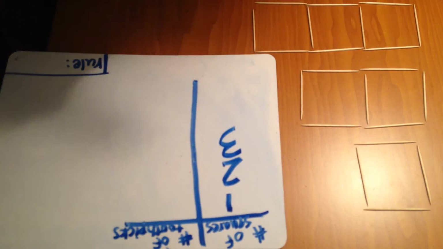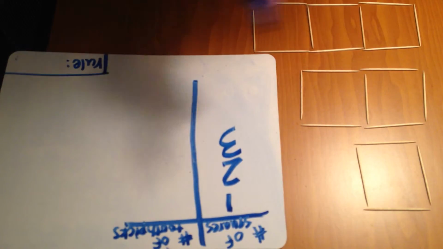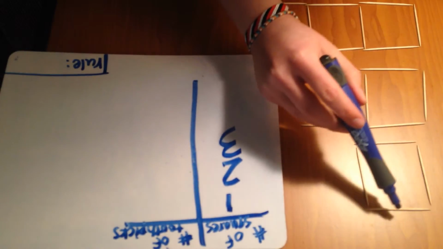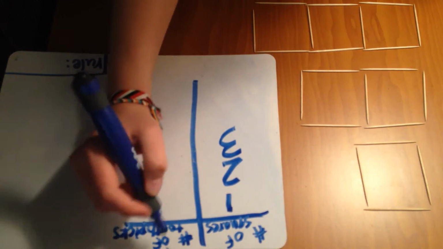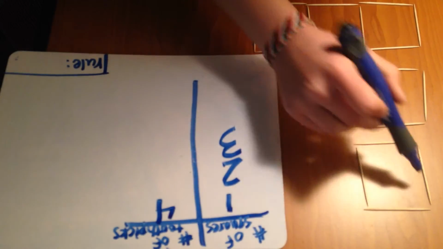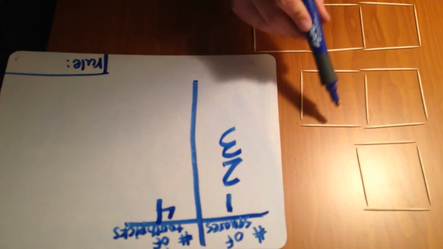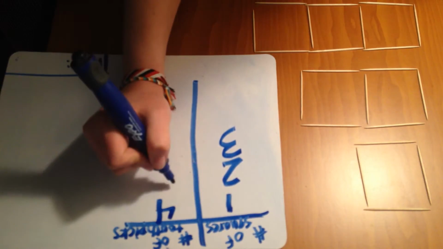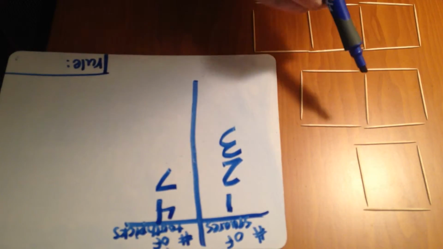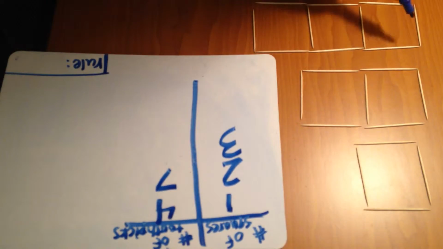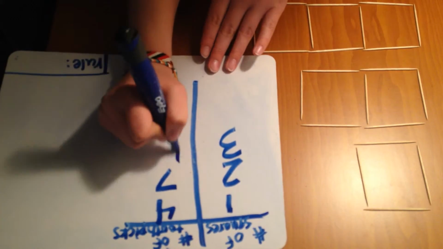So now I need to go in and fill the right side of my table. I have 4 toothpicks to create my 1 square. I have 7 toothpicks that create my 2 squares. My 10 toothpicks create 3 squares. So I'm going to go ahead and write that down here.